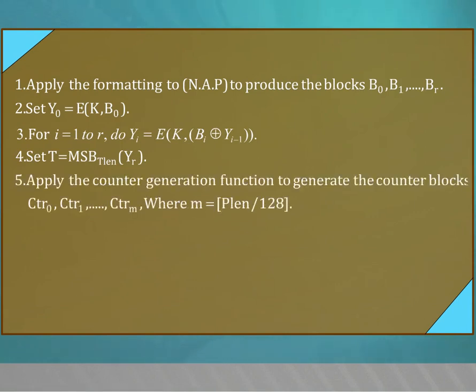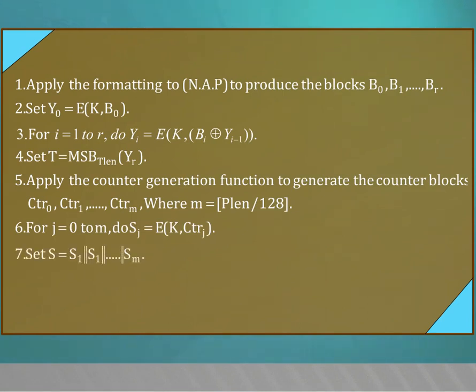Apply the counter generation function to generate the counter blocks CTR0, CTR1, and so on up to CTRm, where m is equal to Plen/128. For j is equal to 0 to m, do Sj is equal to E(K, CTRj). Set S is equal to S1 || S2 || and so on up to Sm. Return C is equal to P XOR MSB Plen of S, concatenated with T XOR MSB Tlen of S0.